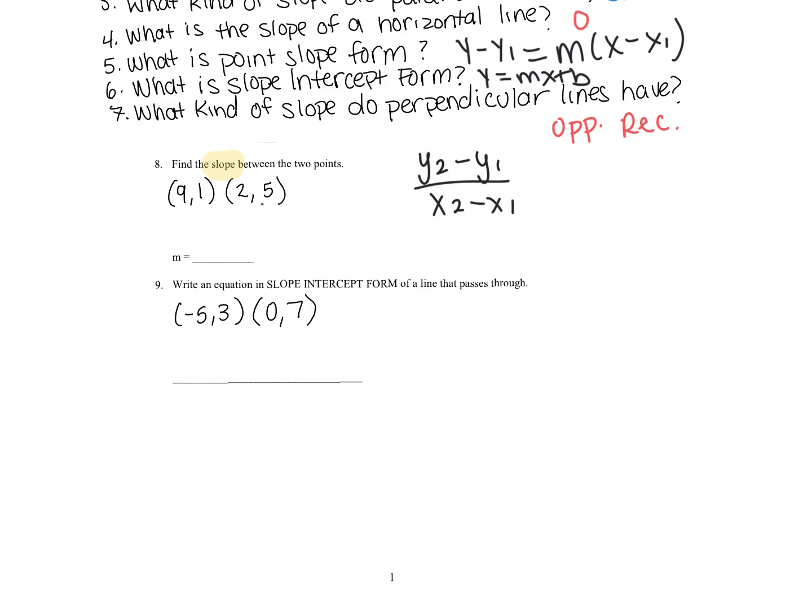So the y2 would be 5 minus the y1, which is 1. x2 is 2 minus x1 is 9. So I have 5 minus 1, which is 4. 2 minus 9, which is negative 7. A positive divided by a negative is a negative, and we'll leave it as 4/7. Negative 4/7 is our slope there.